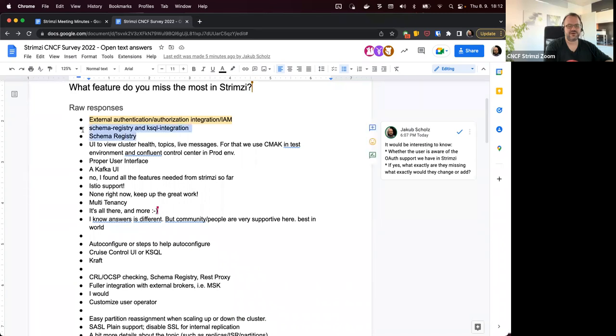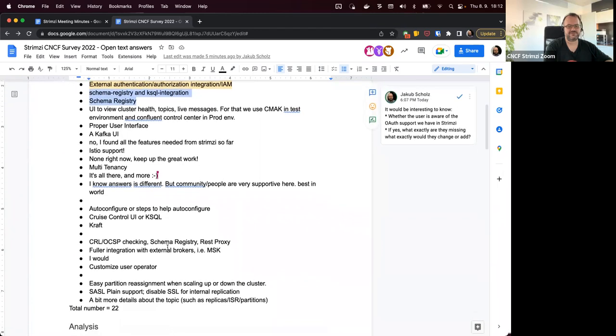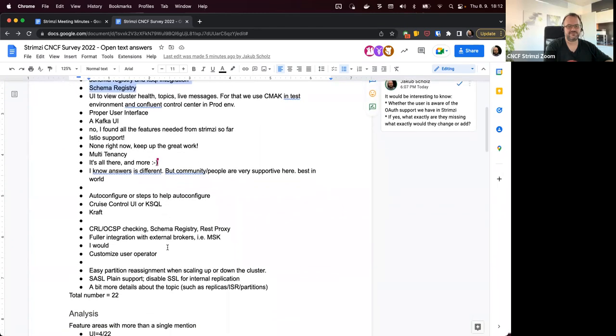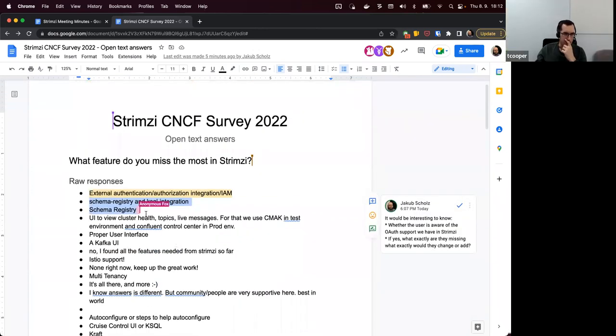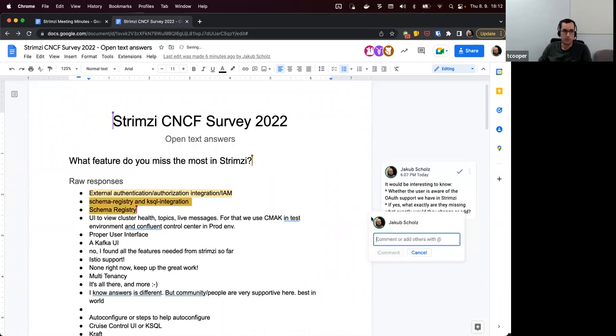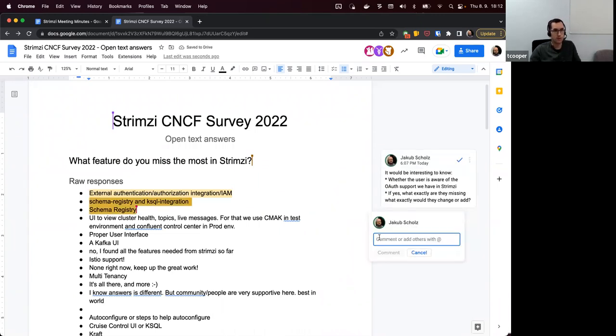Okay, the next points are around the schema registry and KSQL integration. Schema registry is one we get quite a lot. And I know it's a difficult one because people always want the Confluent one, which we obviously can't support. But I do wonder if there's scope for putting examples for schema registry deployments. I don't know how easy that would be. Try and reduce the barrier to deploying some open source schema registry.